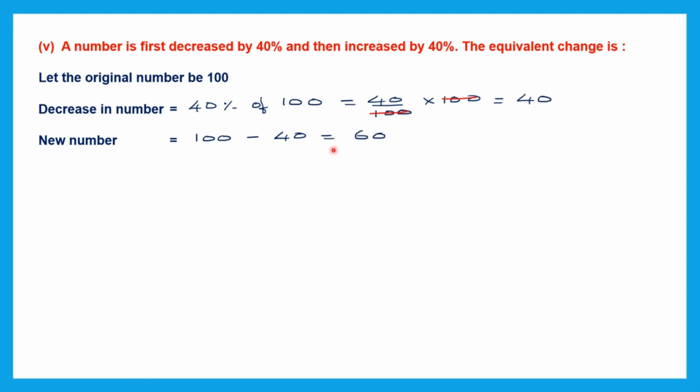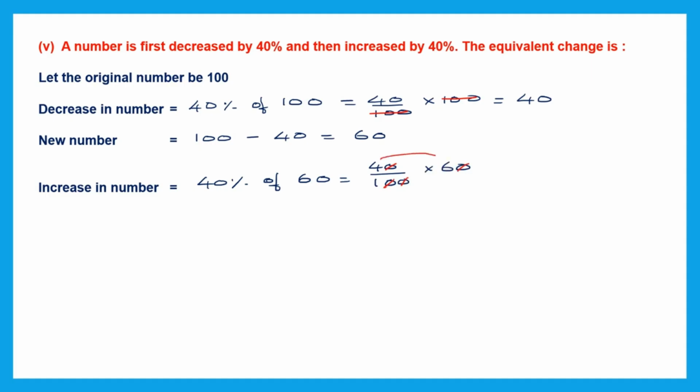Then what do we see? Here it says, and then it is increased again by 40%. So what is the increase now? The increase in number will be 40% of 60. 40% of this new number, that is 60. So 40% of 60 will be 40 by 100 into 60. So again here let's simplify this. So 1 0 here and then 1 0 here.